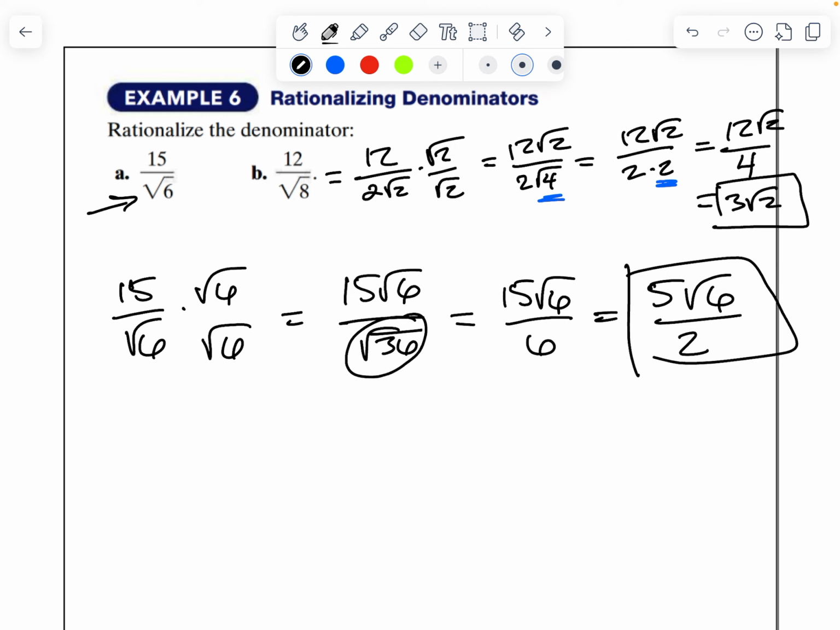So I think everybody would agree that this simplified down much better with no square root at the bottom, right? And that is it. That's the bread and butter of this lesson.